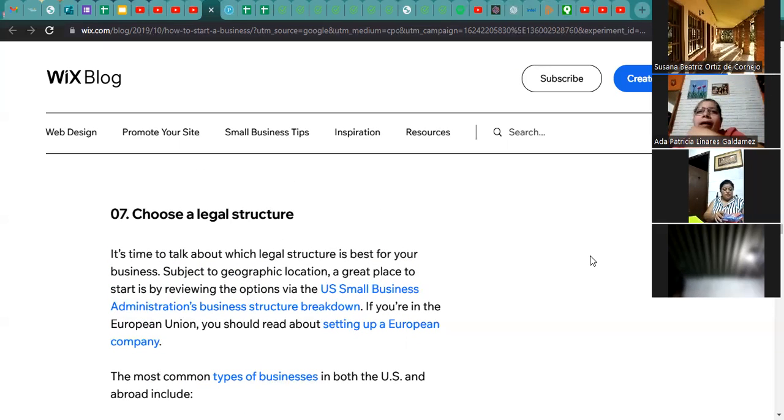Choose a legal structure. It's time to talk about which legal structure is best for your business. Subject to geographic location, a great place to start is by reviewing the options via the U.S. Small Business Administration business structure breakdown. If you're in the European Union, you should read about setting up a European company.